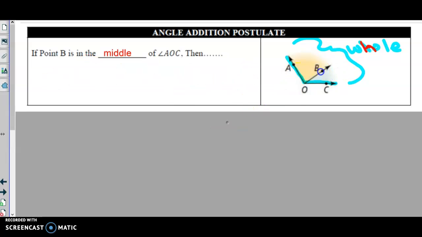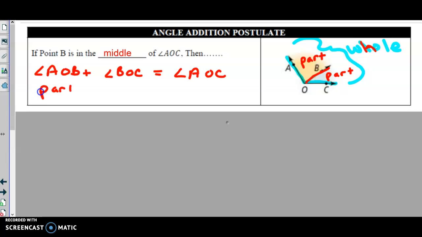And so if B is in the middle of it, this ray splits that whole angle into 2 smaller angles that we can call the parts. So this first part is actually called angle AOB. So the measure of angle AOB plus the measure of angle BOC is going to equal the measure of angle AOC. That would be part plus part equals whole, just like we did for the segments.